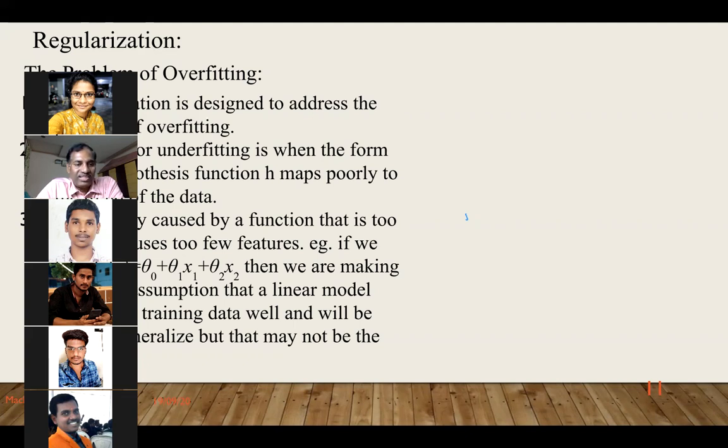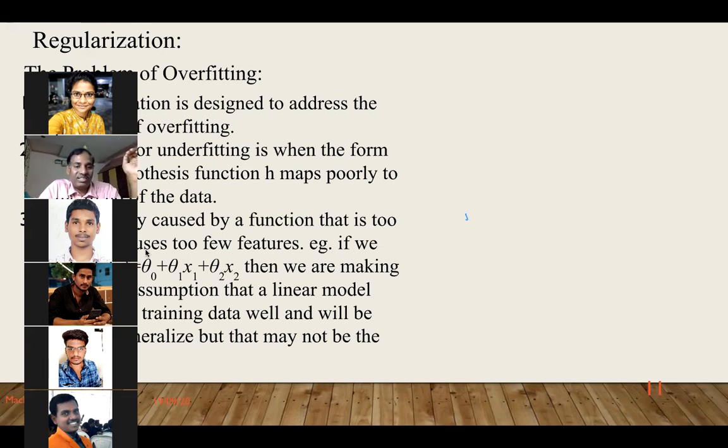For example, if we take h theta x equal to theta naught plus theta 1 x1 plus theta 2 x2, then we are making an initial assumption that a linear model will fit the training data well and will be able to generalize, but that may not be the case. So this underfitting has happened because we assumed it is linear and a very simple function. We are adjusting theta naught, theta 1, theta 2 based on the training data set. For the training data set, it works well because we computed our cost on training data. We adjusted theta naught, theta 1, theta 2, but it is unable to generalize for other data sets which are not used for training. So that is one problem.